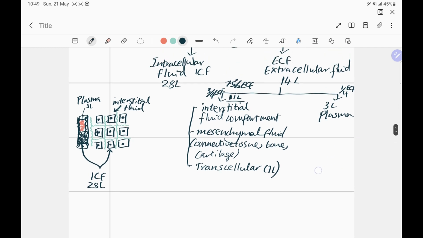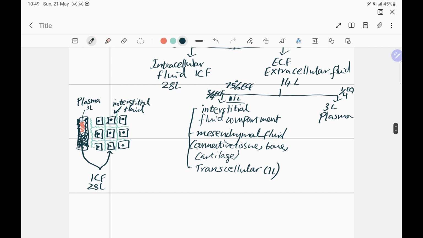Anyway, so that is the interstitial fluid compartment. Then we have the mesenchymal fluid compartment. So this mesenchymal fluid compartment is again part of the ECF, but this is the ECF which is more in the connective tissue, in the bone and cartilage. And along with the transcellular fluid, it makes up 3/4 of your total extracellular fluid compartment.